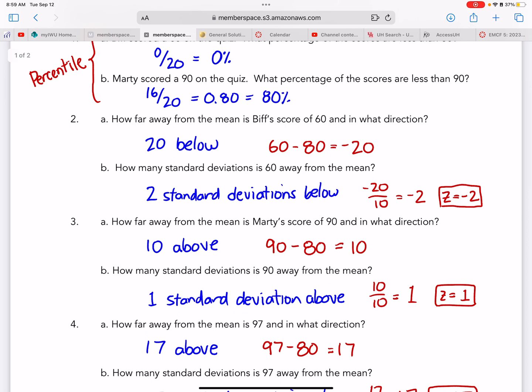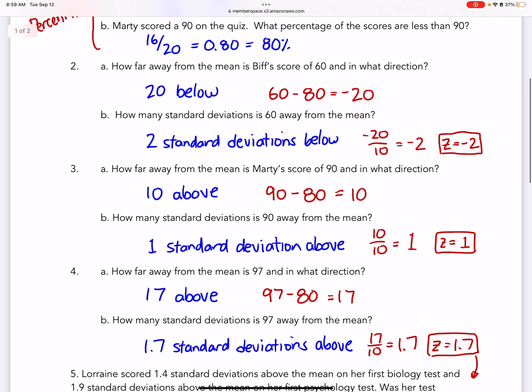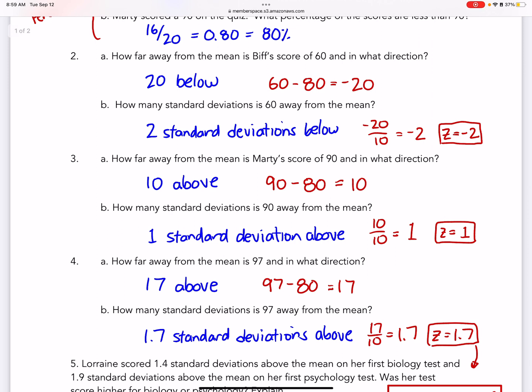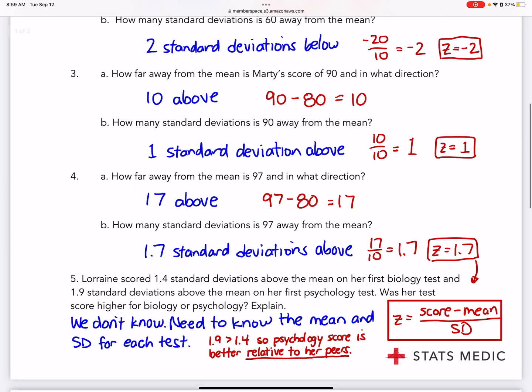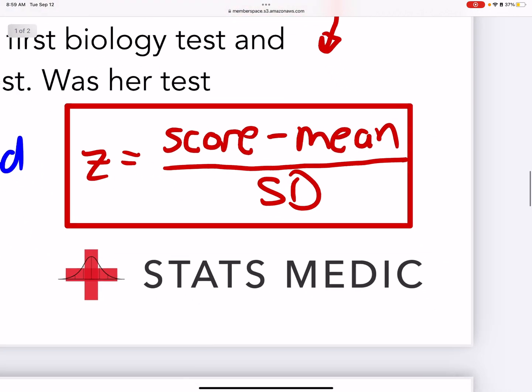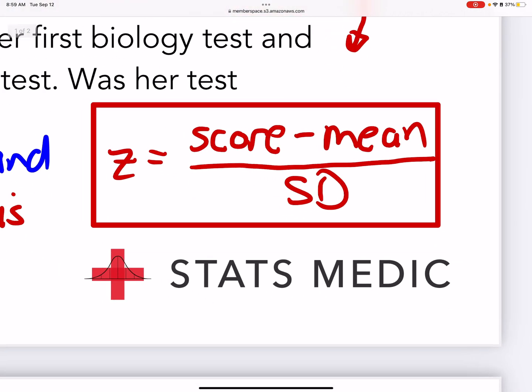So for number 3, how far is Marty's score of 90 from the mean and in what direction? He's 10 above, so 90 minus 80 is equal to 10, which is 1 standard deviation also, because 10 divided by 10. So for 97, we're going to do 97 minus 80 is equal to 17, and of course that's 1.7 standard deviations above the mean, because 17 divided by 10 is 1.7, so the z-score is 1.7. So the z-score formula is score minus mean divided by standard deviation.